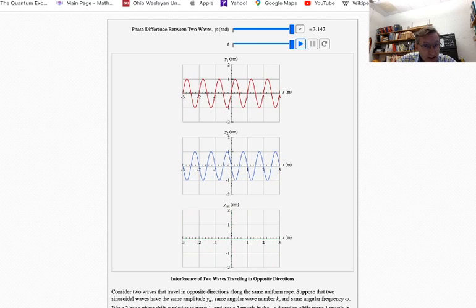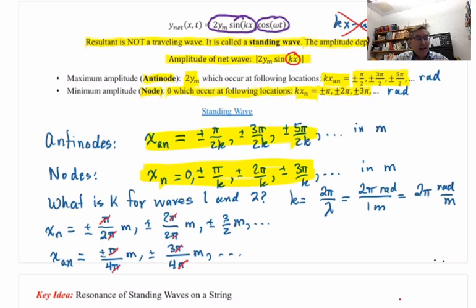Notice then the formulas I got for the location of the nodes and the antinodes, we need to be clear, that was assuming that the phase difference between the two waves was 0. The only way they differed was in one traveled in plus x and the other traveled in negative x. All right, but we'll have some Wiley Plus practice where we work with standing waves like this.